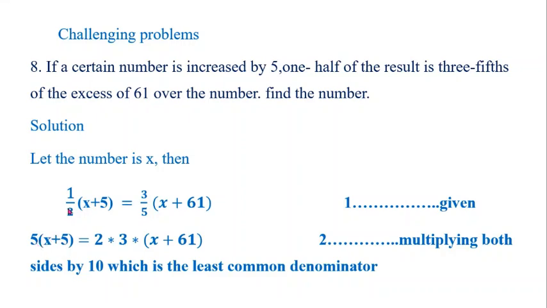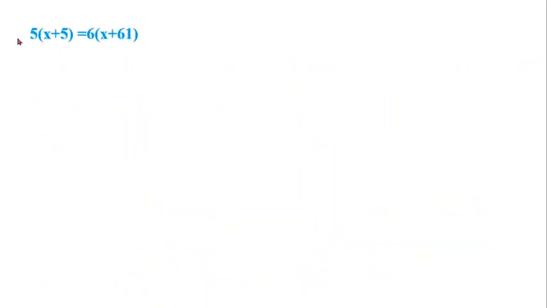Finding the common denominator for this equation, it is 10, and multiplying both sides by the common denominator, 10 divided by 2 is equal to 5. So 5 times the bracket x plus 5 is equal to 10 divided by 5, which is 2. So 2 times 3 into x plus 61. This implies that 5 times x plus 5 is equal to 6 times x plus 61.